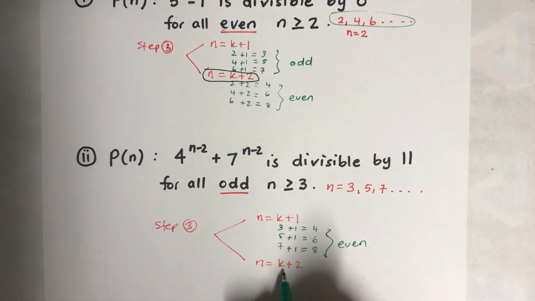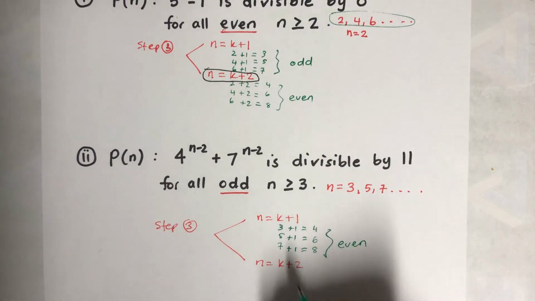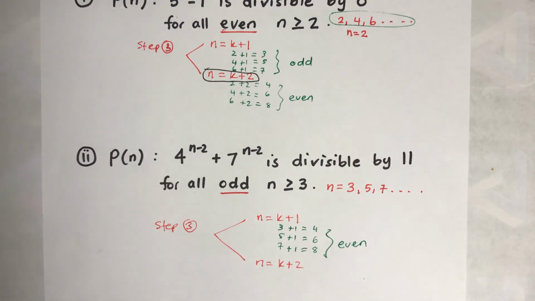Now, if I go to the next one, because the numbers are in order of odd, even, like 1, 2, 3, 4.